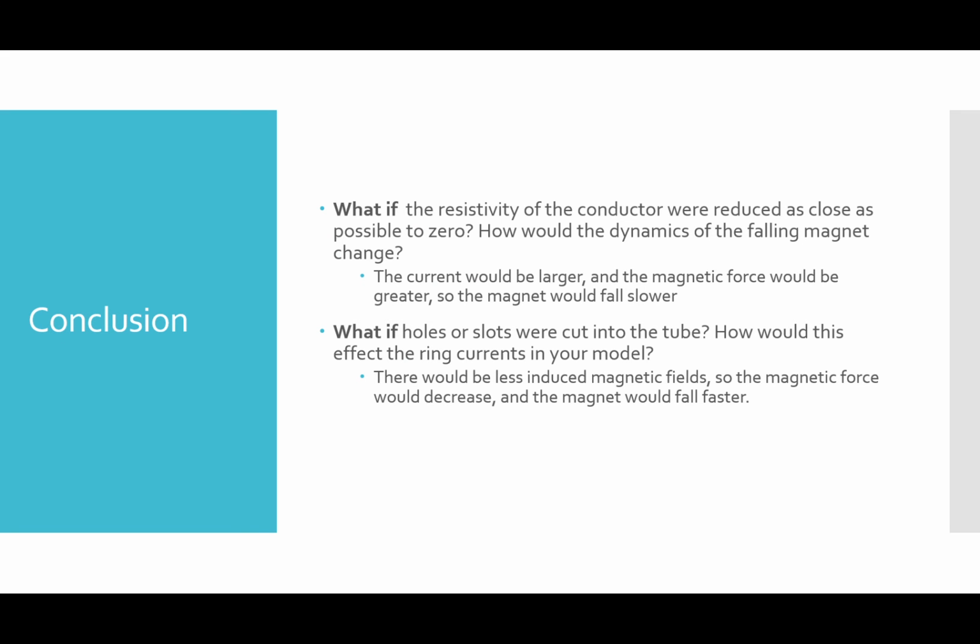What if the resistivity of the conductor was reduced as close as possible to 0? How would the dynamics of the falling magnet change? The current would be larger and the magnetic force would be greater, so the magnet would fall slower through the tube. What if holes or slots were cut into the tube? How would this affect the ring current in your model? I said that there would be less induced magnetic fields, so the magnetic force would decrease and the magnet would fall faster.